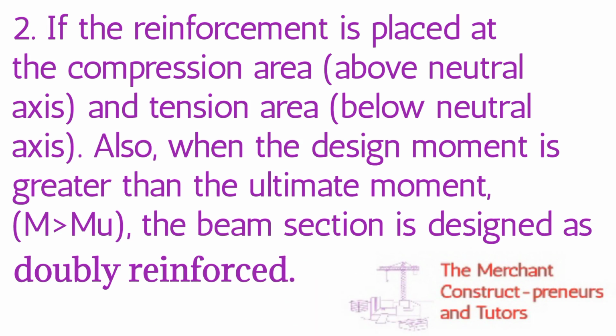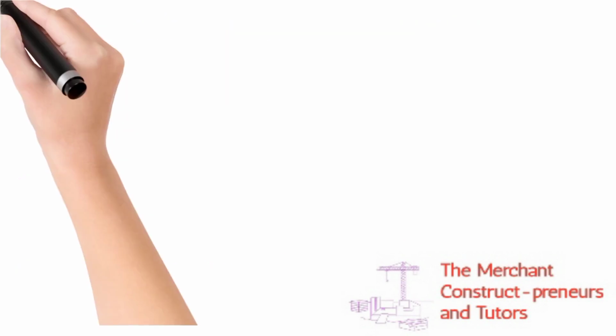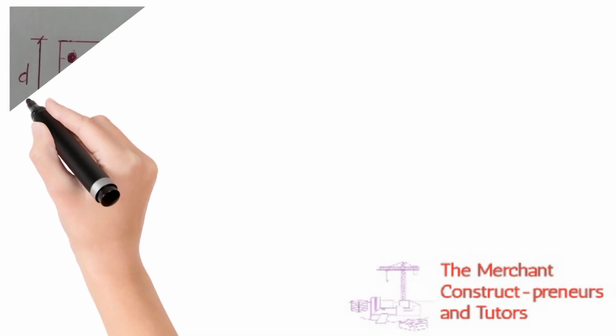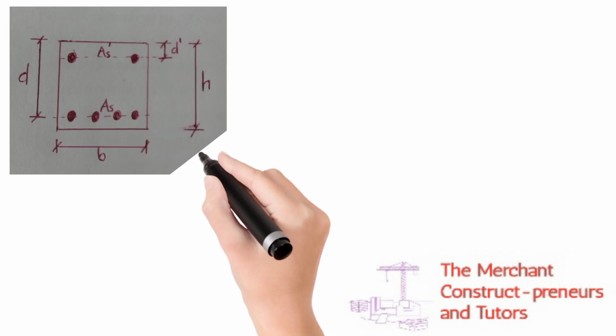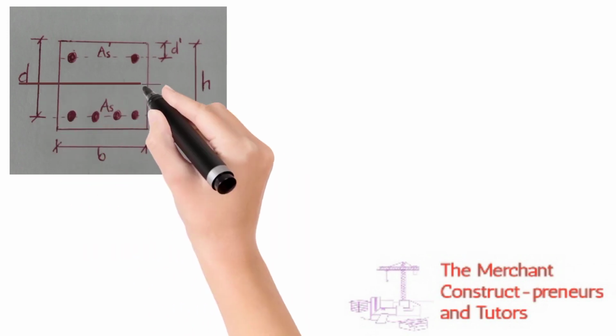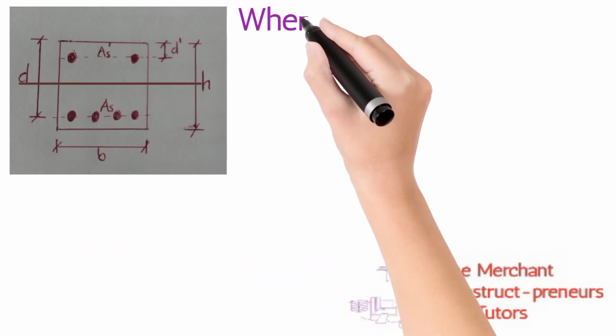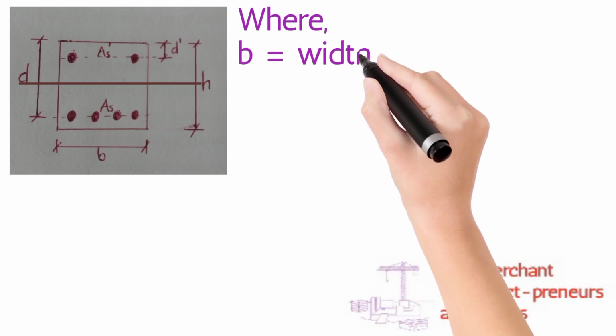So if the reinforcement is placed both at the top and bottom, designed top and bottom, it is doubly reinforced. Also, when the design moment is greater than the ultimate moment, the beam section should be designed as doubly reinforced.